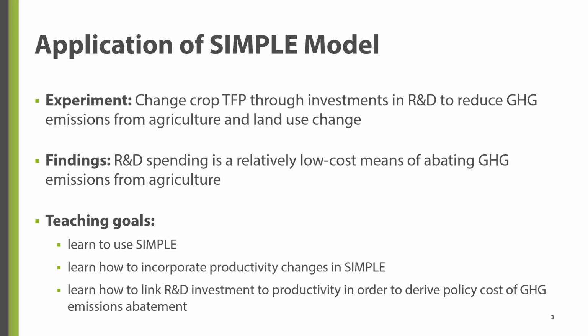This application involves incorporating shocks to total factor productivity, or TFP, in the simple model, and examining how this affects equilibrium output, prices, resource use, and GHG emissions. The application also requires a framework for linking R&D investment to productivity growth in order to derive the policy cost of this approach to GHG emissions abatement.